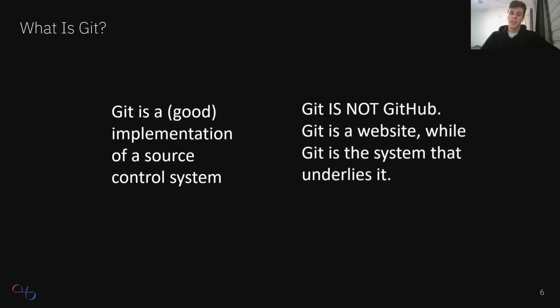Well, it's a good implementation of a source control system. And really quickly, as you're learning software development, you're going to hear Git and GitHub together. They're not the same thing. GitHub is a website, while Git is the system that underlies it. Think of it like YouTube is like GitHub, and Git is like a video. Videos exist without YouTube. Git exists without GitHub. GitHub and YouTube are just the platform that host it and make use of the technology.